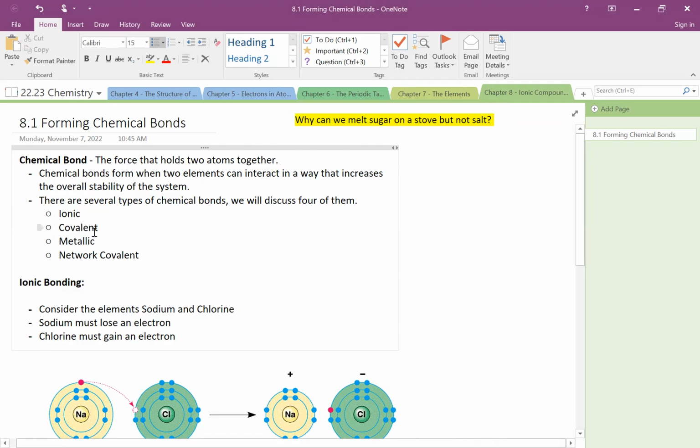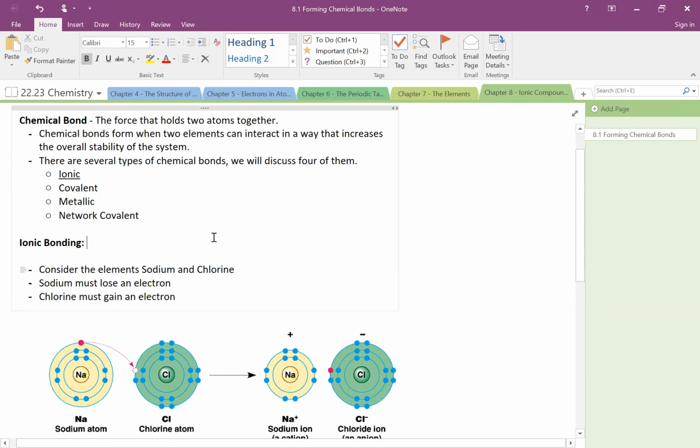So there's four types of bonds that we are going to talk about in this class: ionic bonding, covalent bonding, metallic bonding, and network covalent bonding. Of course, we're going to start today with our ionic bonding, so that's going to be the unit that we're in. And so let's jump right into it. Let's start thinking about how an ionic bond would form.